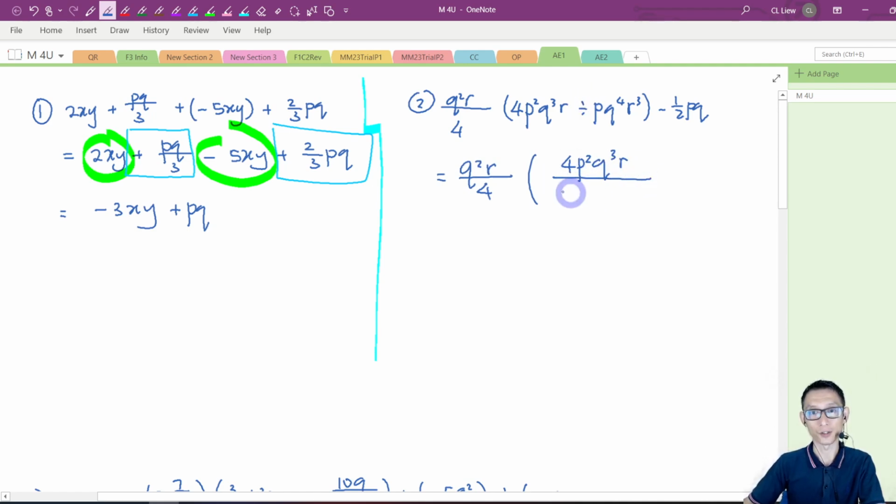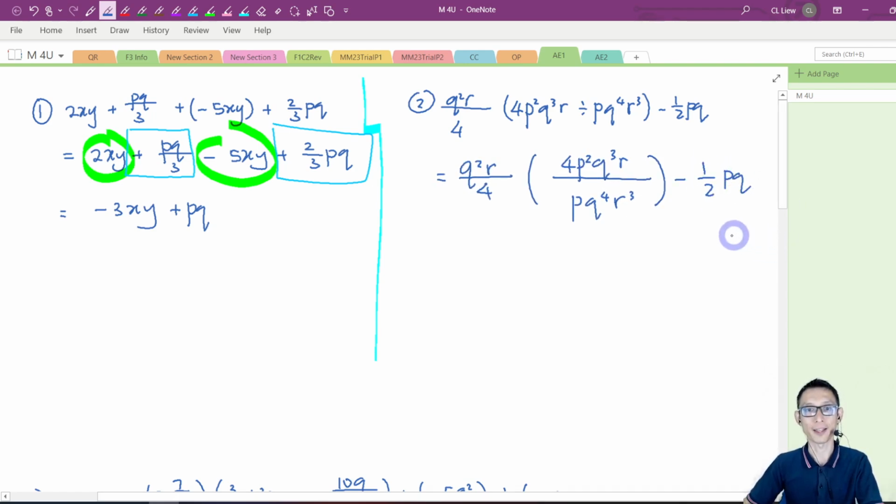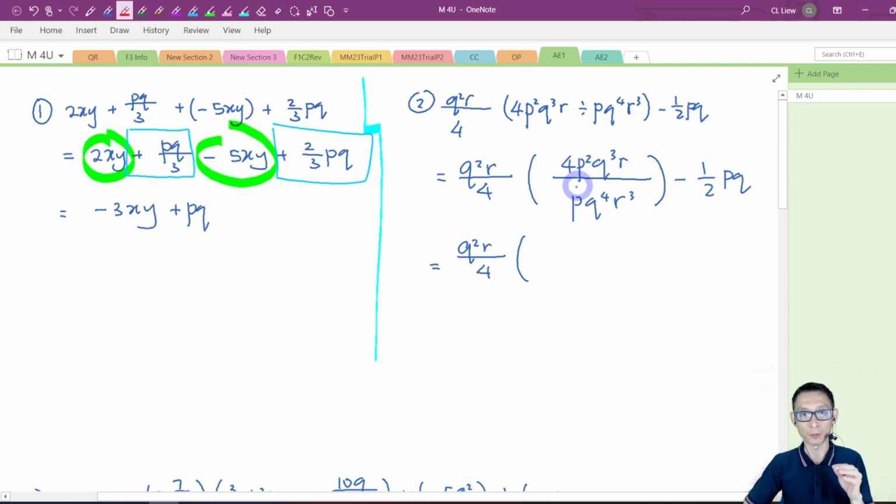So this, I'm going to change it into this form. Divide is over, pq power 4 r power 3 minus 1 over 2 pq. Now copy this one first, and then let me do the division between these two terms. Still remember what I told you before. Now I want to simplify the variable p. Look for the variable which has a lower power. So this is p power 1, this is p power 2. So I'm going to cut this one, and this becomes 1.